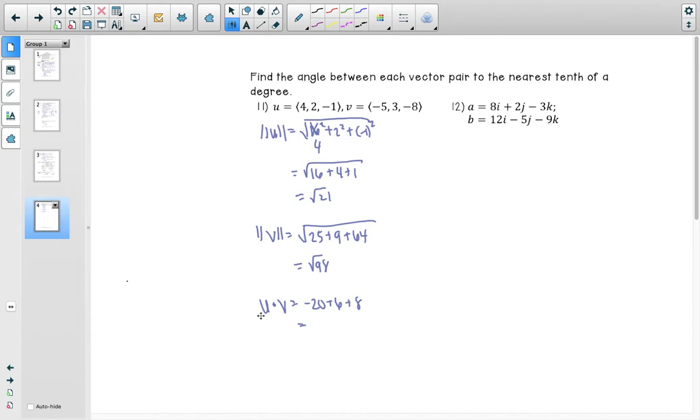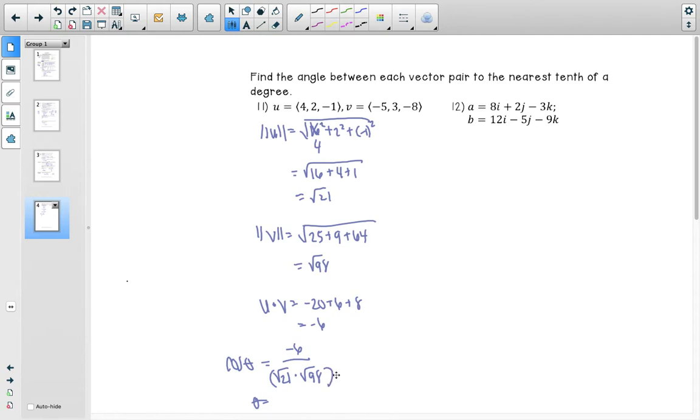Did I do something wrong? Oh, no. Okay, no, I didn't. So that ends up being -20 plus 6 plus 8, which is -6. So to find this cosine of theta, we have -6 over the square root of 21 times the square root of 98. That's where you do inverse cosine.